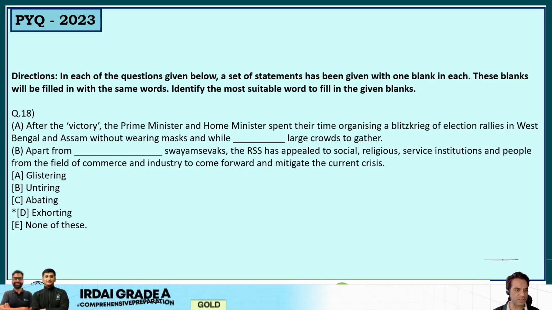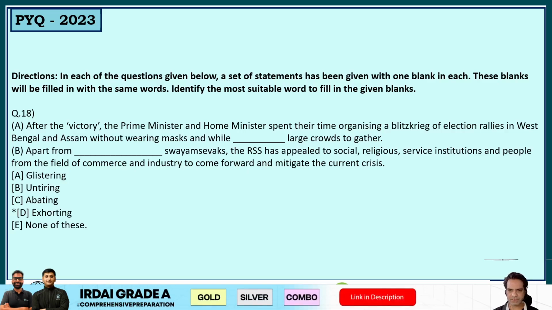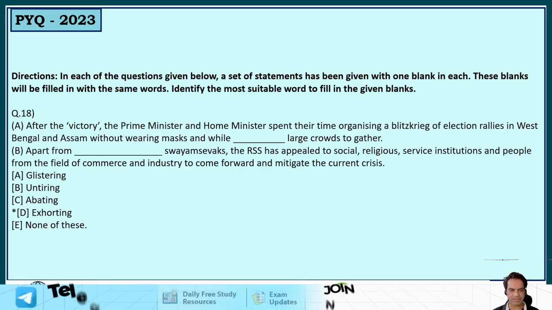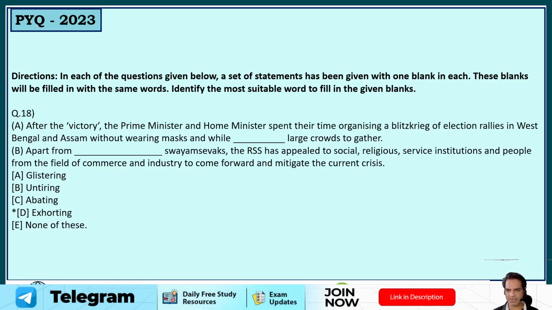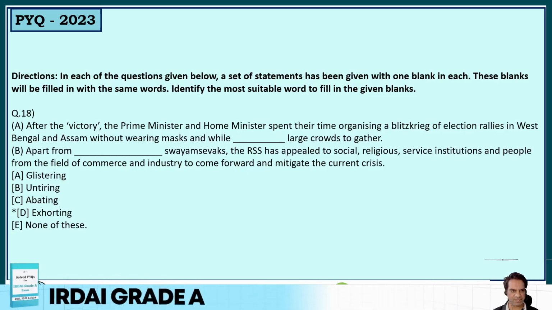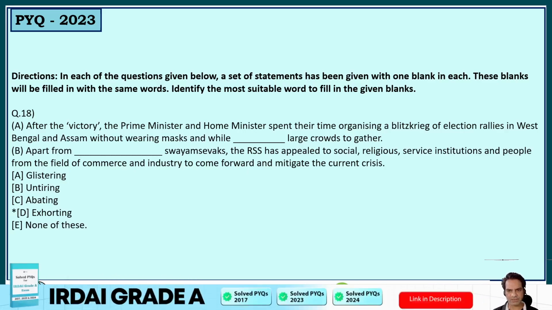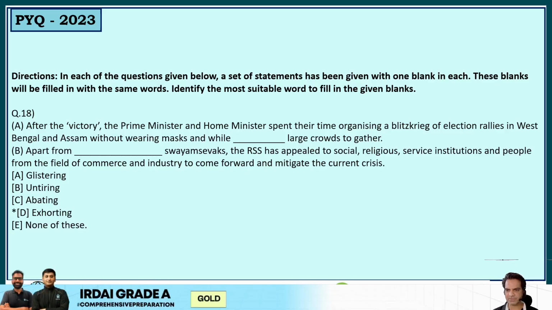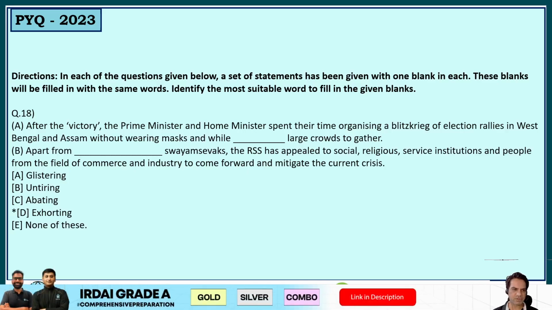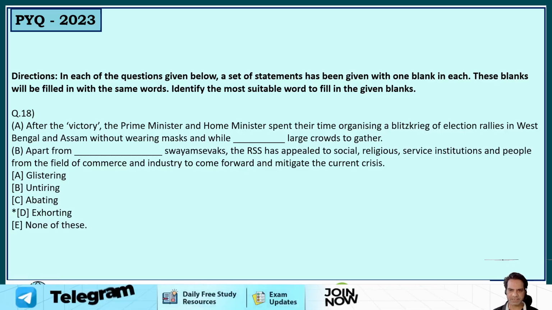After the victory, the Prime Minister and the Home Minister spent their time organizing a blitzkrieg of election rallies in West Bengal and Assam without wearing masks and while dash large crowds together. And apart from dash Swayamsevaks, the RSS has appealed to social, religious, service institutions and people from the field of commerce and industry to come forward and mitigate the current crisis.